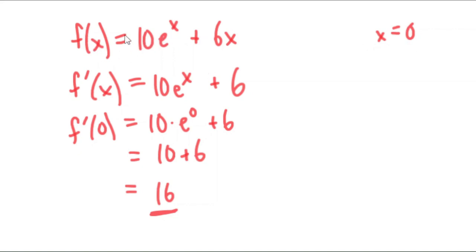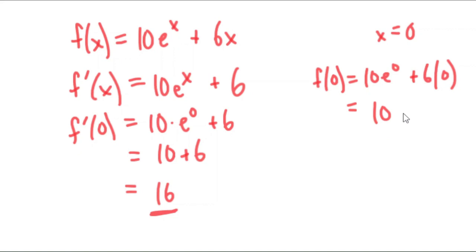Well, 0 comma what? Well, we need to go back to the original equation and ask ourselves, what is f of 0? So not f prime of 0, but f of 0. So we plug it in here. We get 10 times e to the 0 plus 6 times 0. And that ends up being 10 times 1, which is 10, plus 0. So it's just 10. So in other words, the point 0 comma 10 is on the tangent line, and the tangent line has a slope of 16.